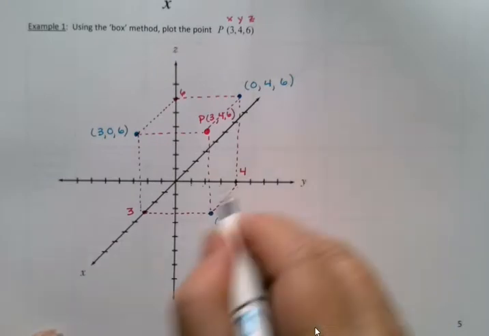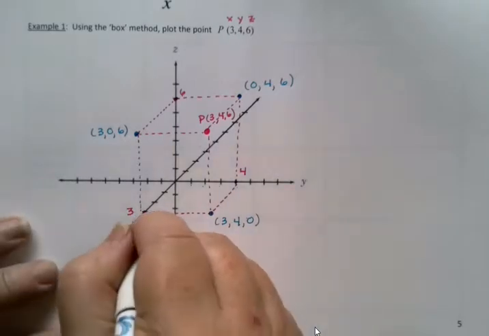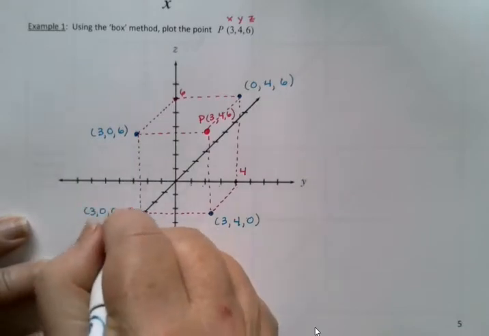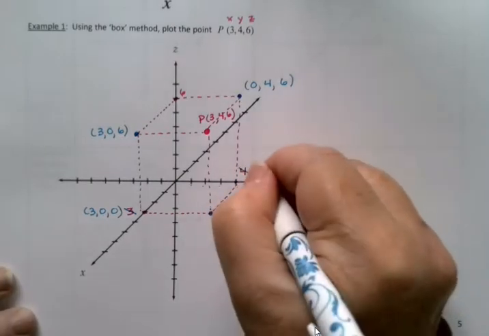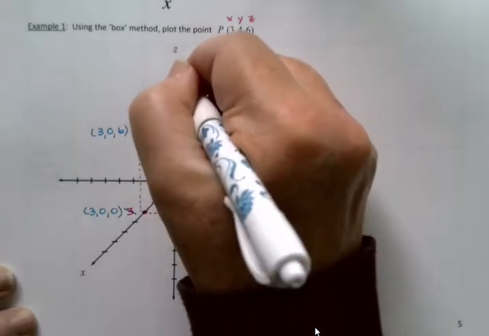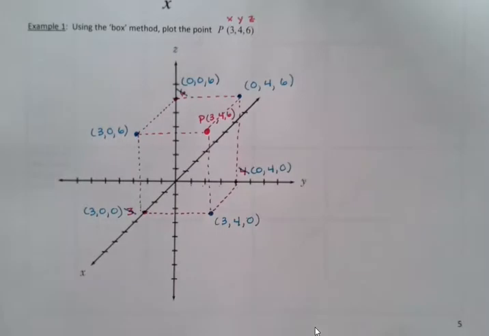And although I did label these just as 3, 4, and 6 on the various axes, I could actually do a little bit better job and give all of their coordinates. This x-intercept would really be (3, 0, 0) if I wrote all the coordinates. This y-intercept is (0, 4, 0). And this z-intercept would be (0, 0, 6). All right, so that's how we would locate a point in 3 dimensions.